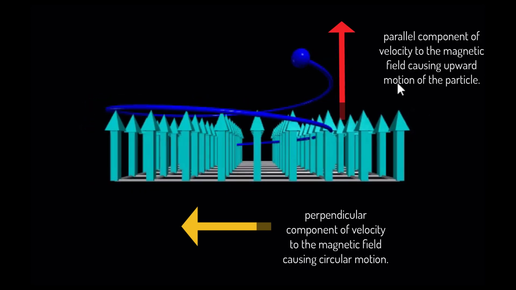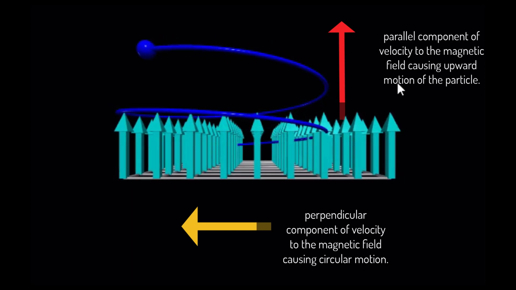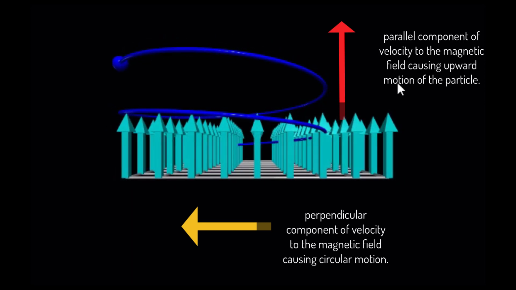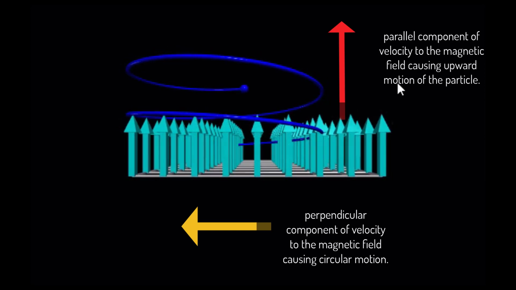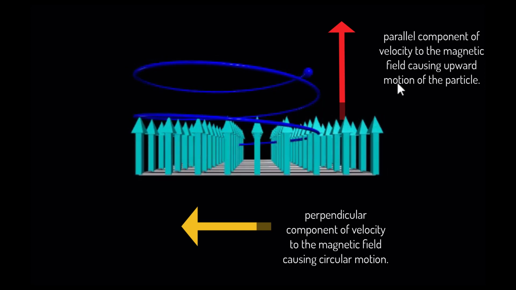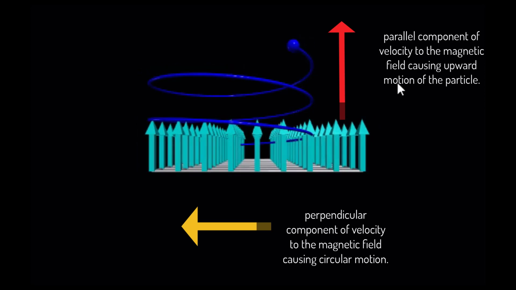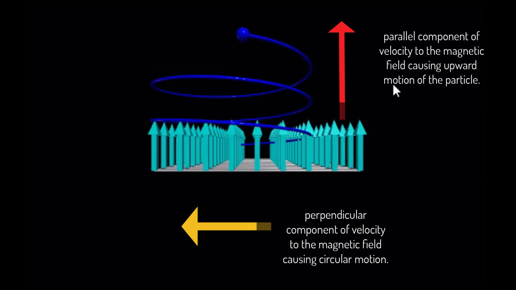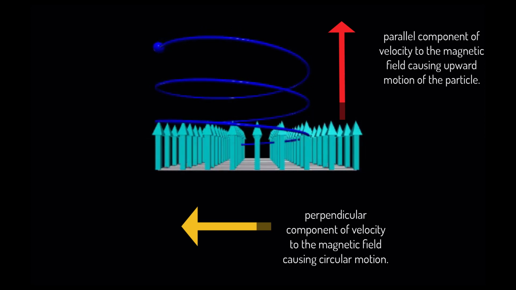The other component is the component of velocity which is parallel to the magnetic field, and this results in the particle moving upwards along the direction of the magnetic field lines. It won't have circular motion. So it's a combination of these two components, the vertical component of the velocity, which will be in fact parallel to the magnetic field. That will cause the particle to move upwards, as we can see there. And it's the perpendicular component of the velocity to the magnetic field, which will cause a circular motion.